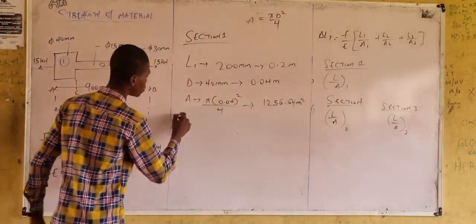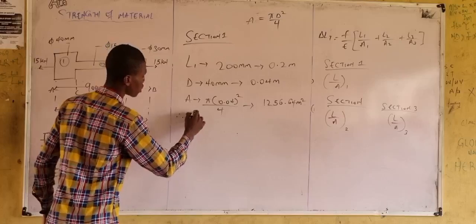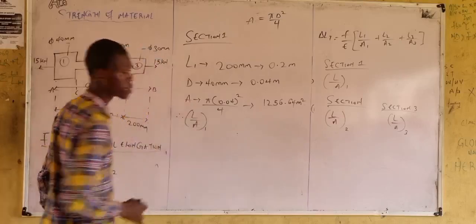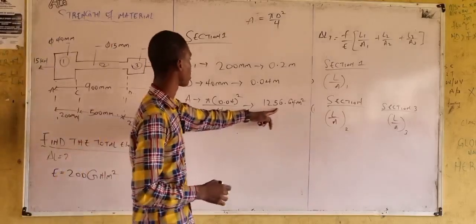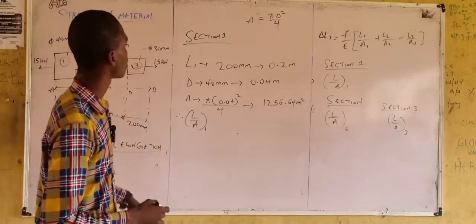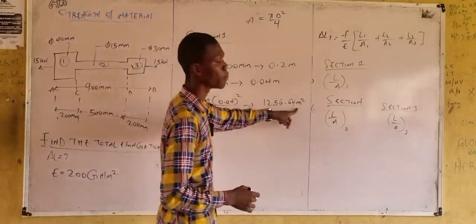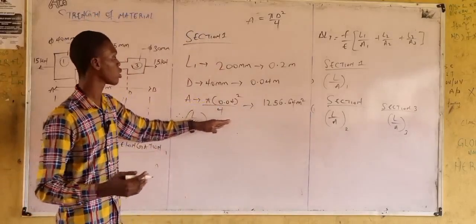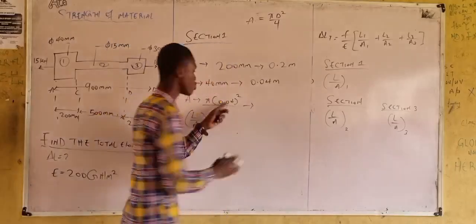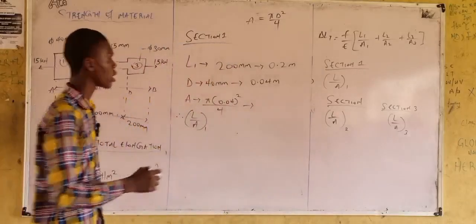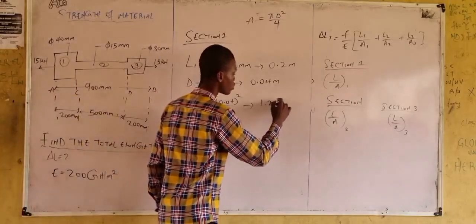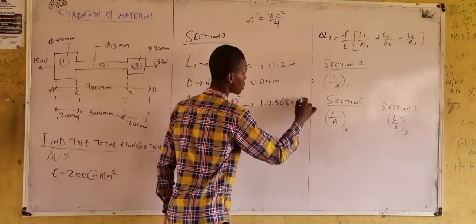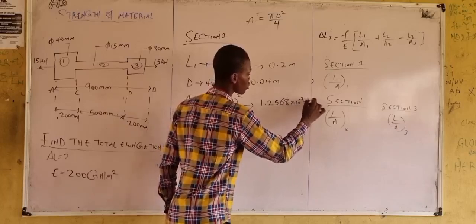So let's get the ratio. So therefore the ratio of L to A in section 1. Sorry. That's a millimeter square. The area is in millimeter square. So no, the area is in meter square. Okay, use 40. No, go with 0.04. 1.2568 times 10 raised to the power minus 3 meter square.